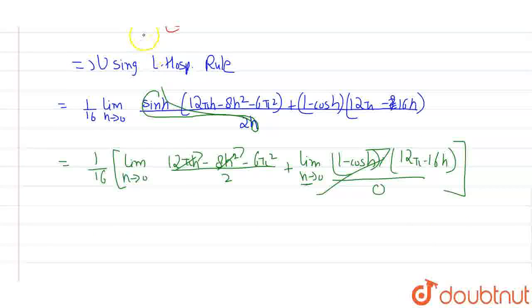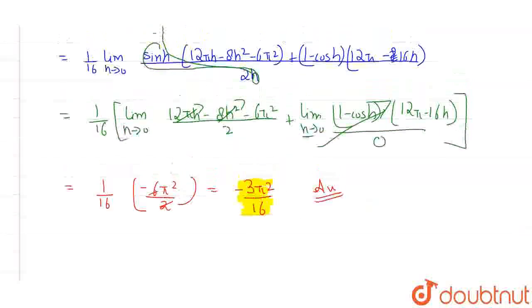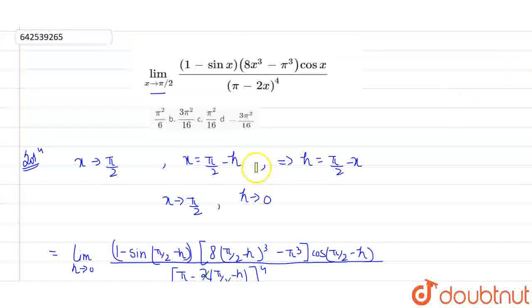So what we will do now, we can write it as 1 by 16, and the term will become minus 6 pi square by 2, that is 3, and it will become minus 3 pi square by 16, and that will be our answer in this case. Minus 3 pi square by 16 is our answer. Now we will go to the question and check, is that option available? Yes, option D, this one is the right answer we have.